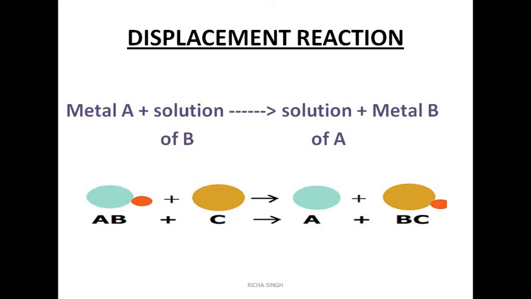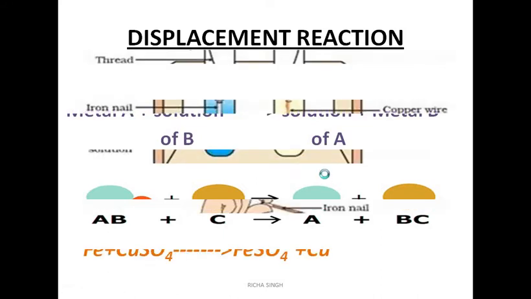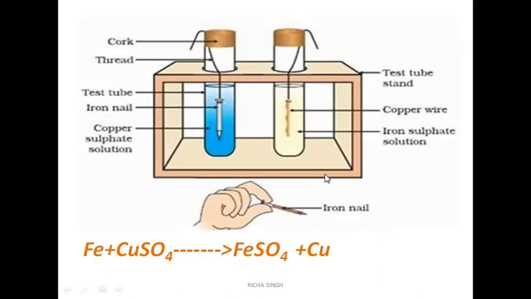The general equation is metal A plus solution of metal B. The product will be solution of A and metal B. Means metal A is more reactive here. Therefore, it can displace metal B from its salt solution. Let us see some examples.